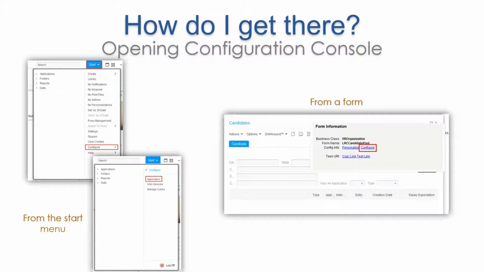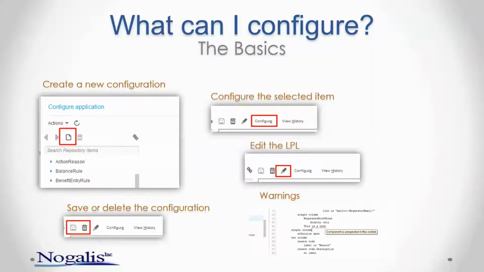If you want to get there from the start menu, you go Start, Configure Application, and that'll open up the application configuration screen. Or you can get there from a form. If you are on a form and you want to configure it right then and there, you do Control, Shift, and left click of the mouse on that form, and it'll pop up the form information, and you can click the configure link, and it'll take you right to a new configuration for that form.